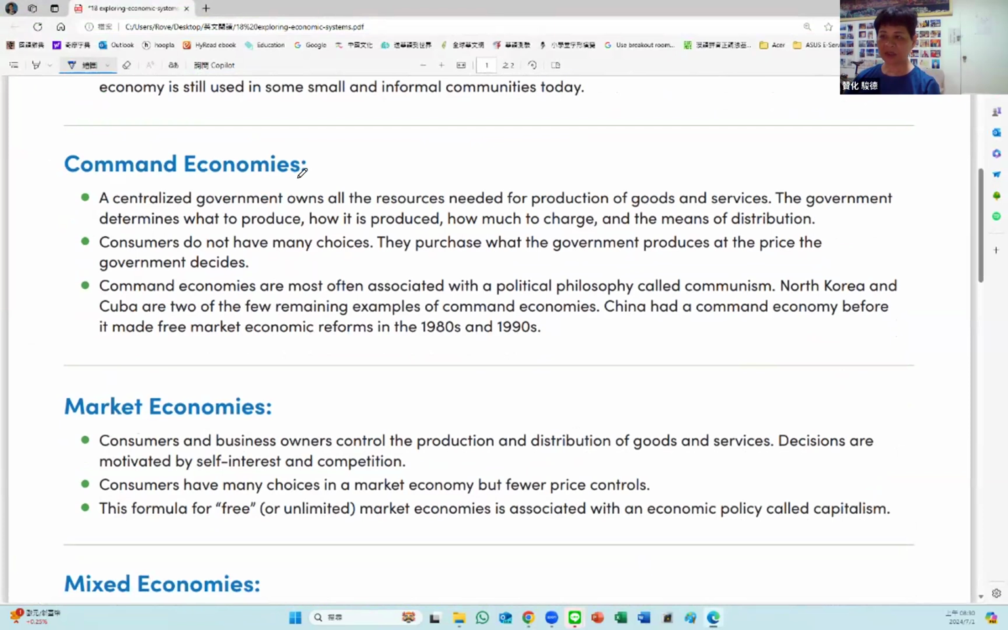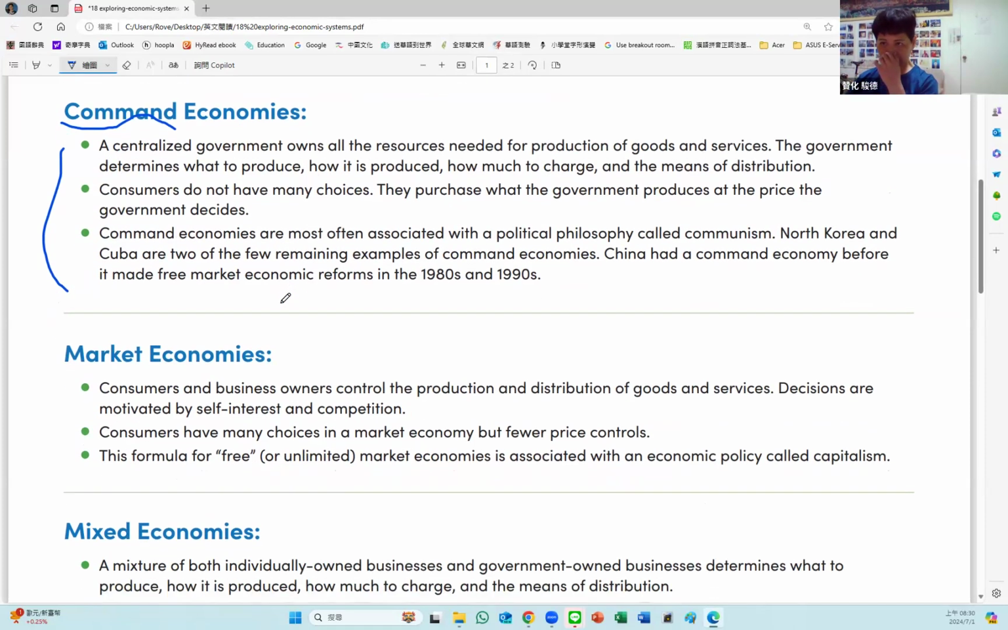Command economics. Command means you have rulers who make decisions for everybody. So a centralized government owns everything, very different from what we are used to. So would Lily read this for us? Thank you.